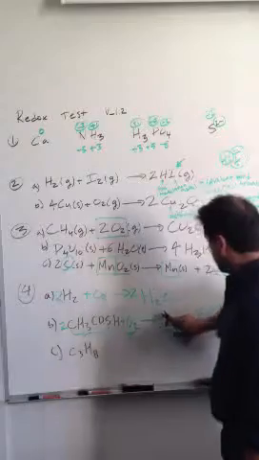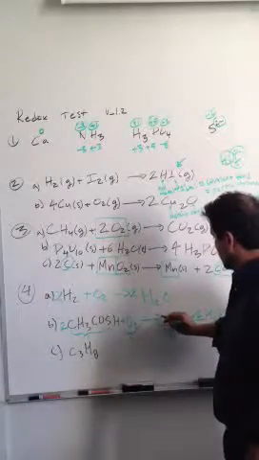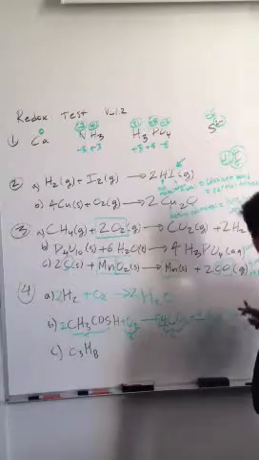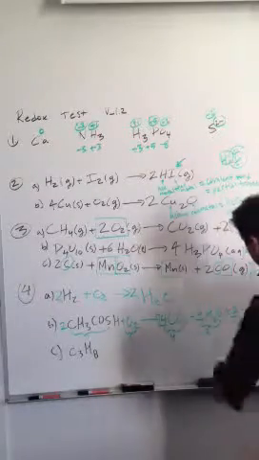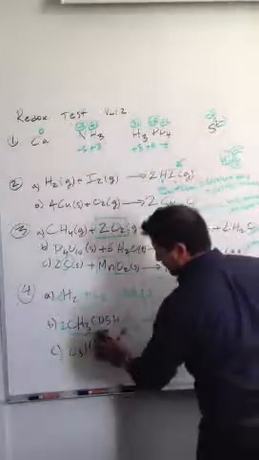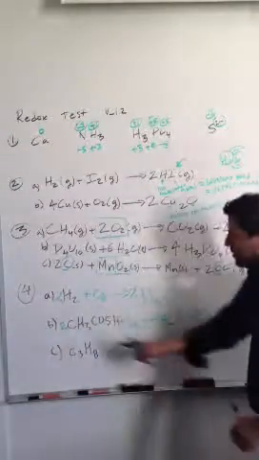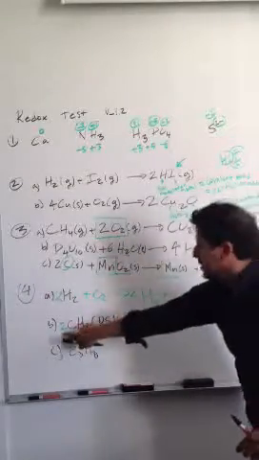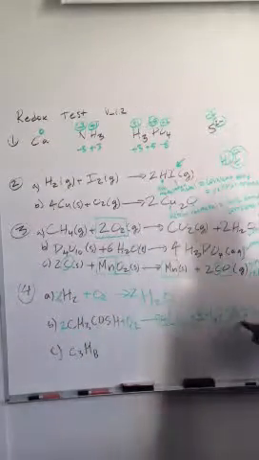So let's multiply this by 2. We'll save the oxygens for last. We'll change this to 4. Change this to 4. Change this to 2. And now, let's see what we got. Double check everything. 2 carbons, 4 carbons, 4 carbons. Nice. 2 sulfur, 2 sulfur. Beautiful.